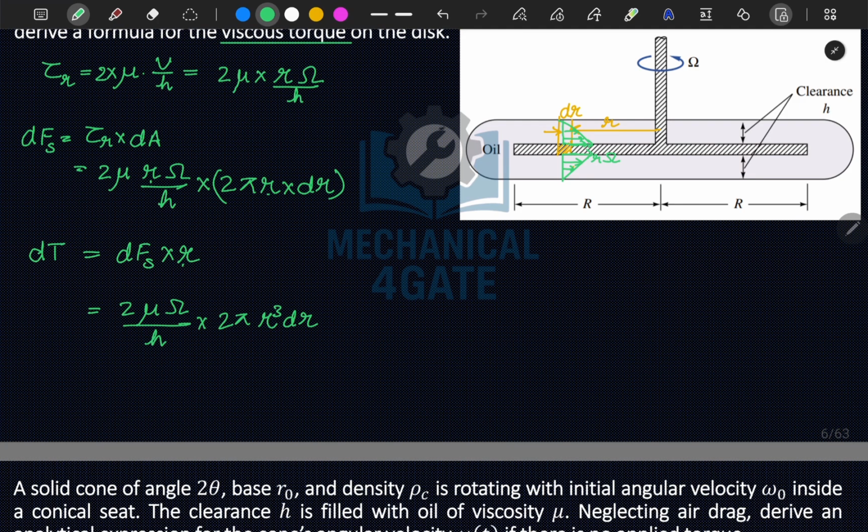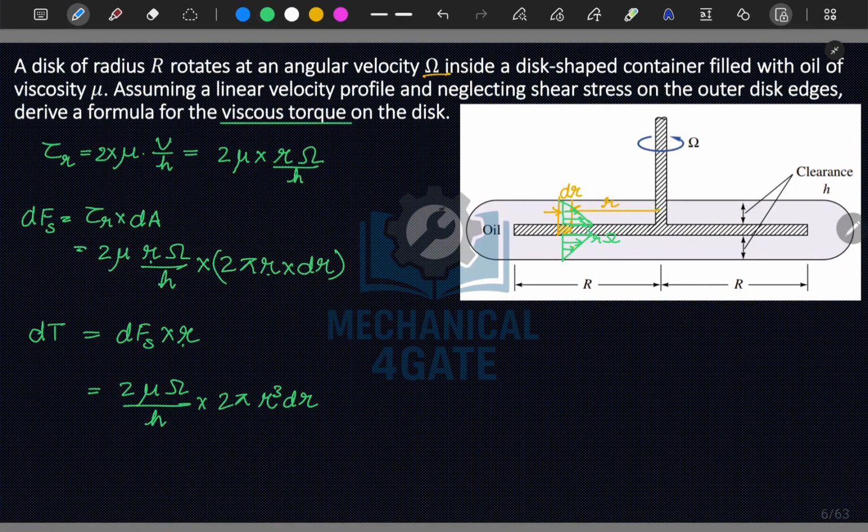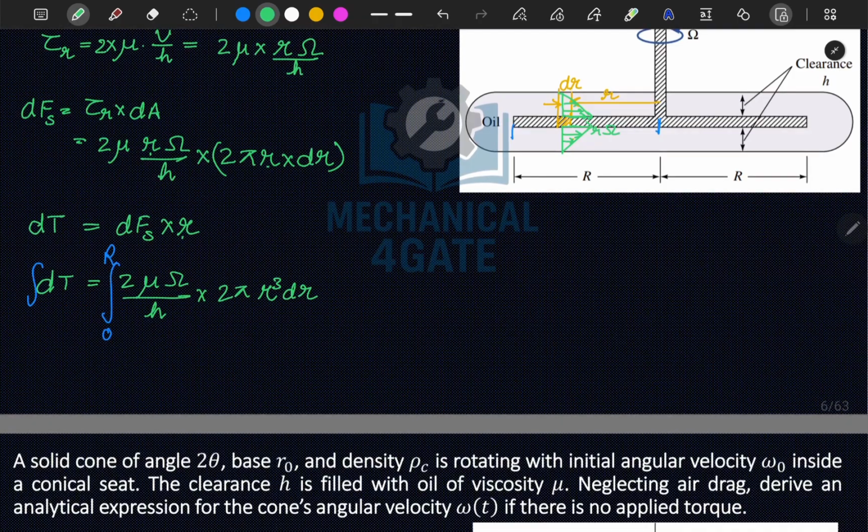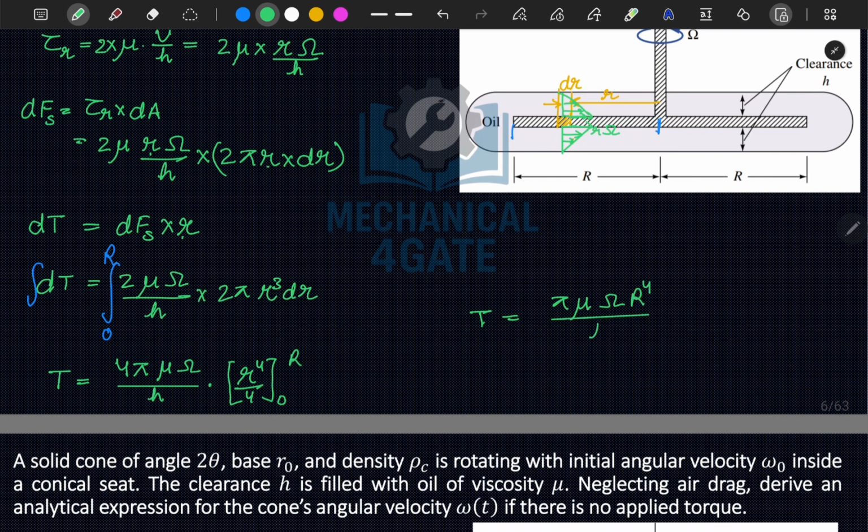So if I want to calculate the total torque, we have to integrate this term from r equal to 0 to r equal to capital R. If we do this, we obtain torque T equal to 4 pi mu omega by h times r to the power 4 by 4, with limits from 0 to R. So the torque can be written as pi mu omega R to the power 4 upon h.